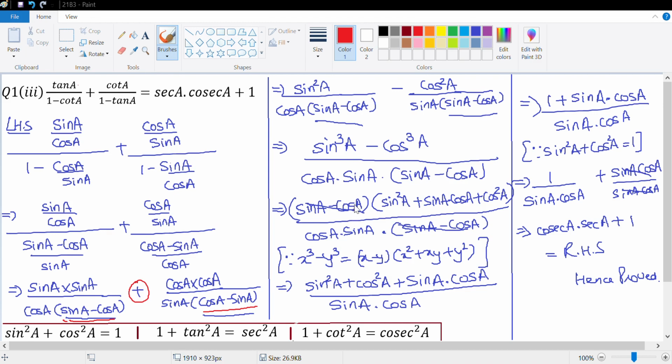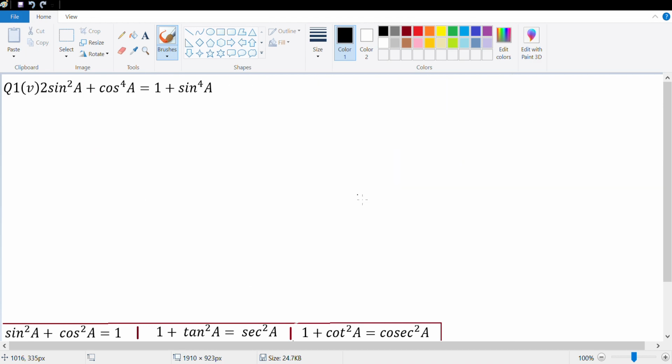Good. Let's look at the next question. The next question that we do is question number 1 part 5. Question number 1 part 5 is 2 sine square A plus cos to the power 4A is equal to 1 plus sine to the power 4A.